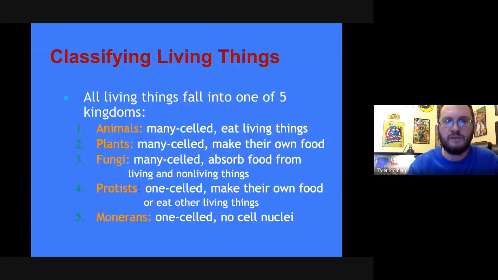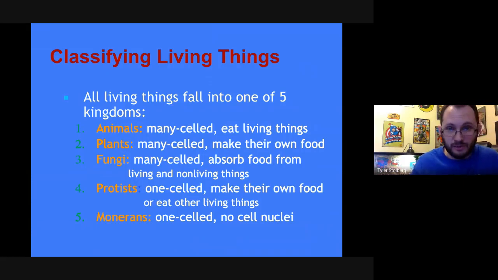So we're going to talk about 5 kingdoms. Sometimes scientists might say there are 6 kingdoms. They argue over how many there actually are because sometimes those last couple, they just lump together in one thing. The first 4, though, are pretty much always the same. In fact, they are always the same.